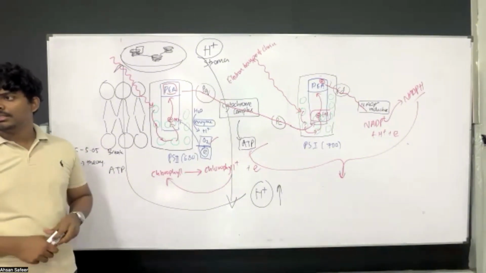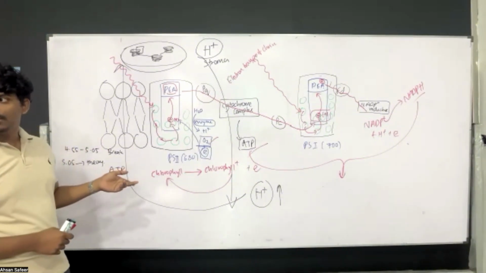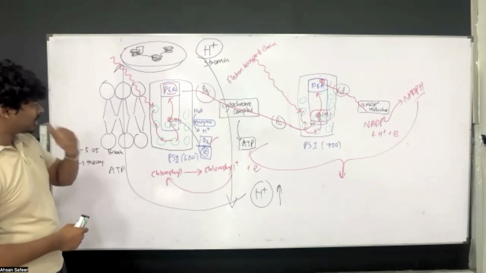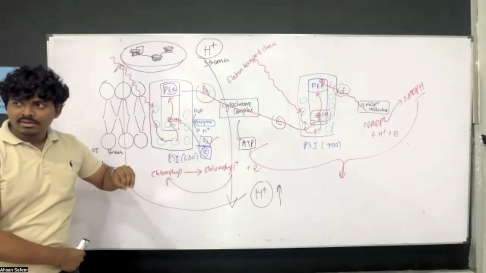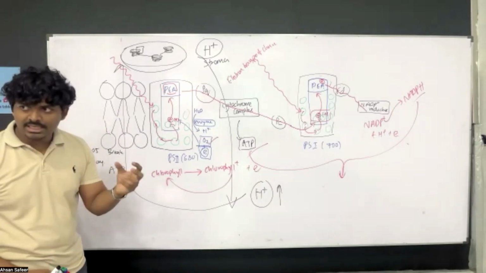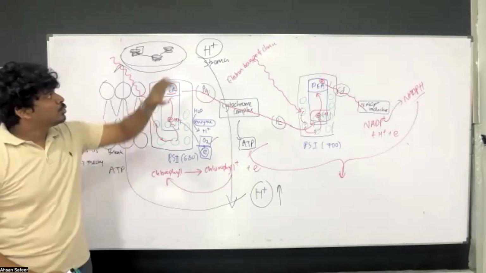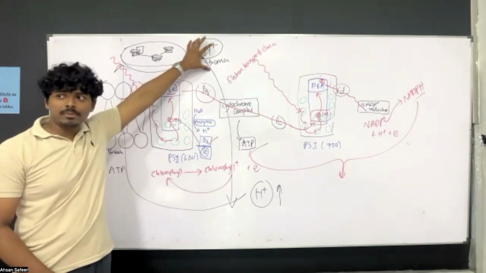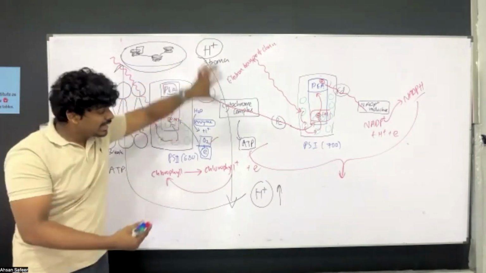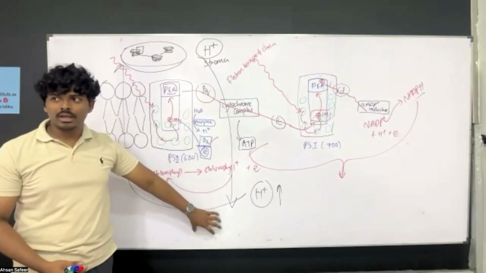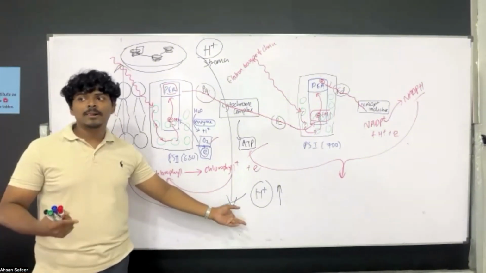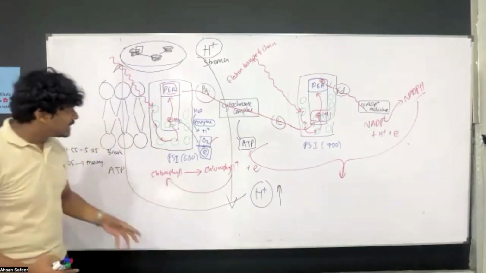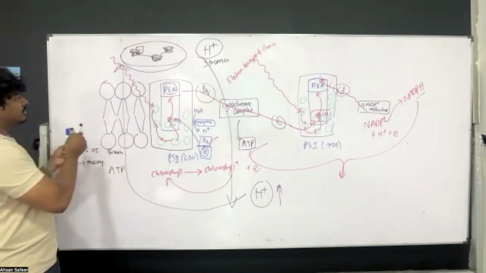Understood? Light dependent reaction. The last part. So now as the electron is going from a high energy level to a low energy level, it releases energy. Yes, that energy is used to bring in the hydrogen from the stroma, that means outside the thylakoid, into the thylakoid. Okay, then the hydrogen ion concentration inside the thylakoid will increase. Right. There is another transporter present.